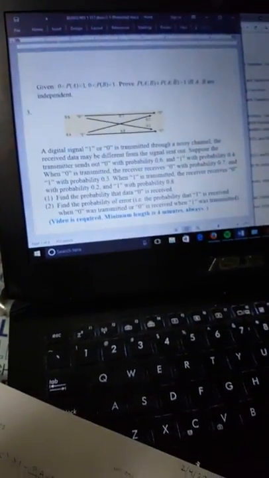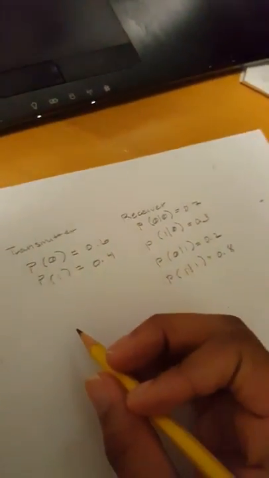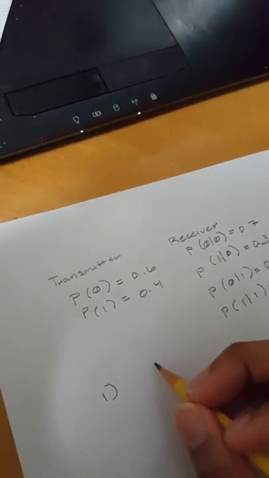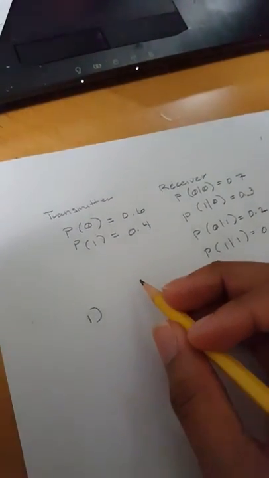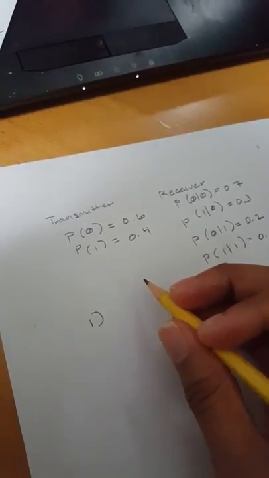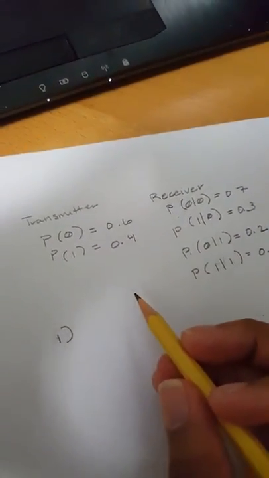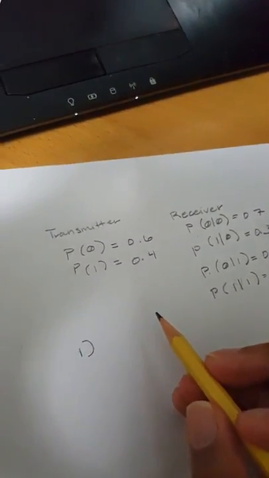So the first problem is to find the probability that data 0 is received. If we're looking at the probability that 0 is received, we're only looking at zeros being received, which in essence means these two right here, this one and this one here. And those are situations given that 0 or 1 was sent.